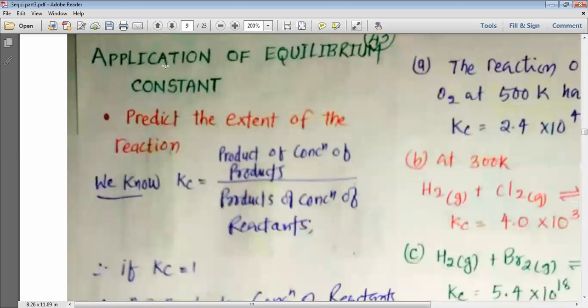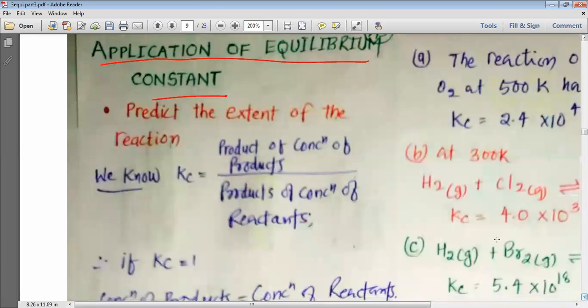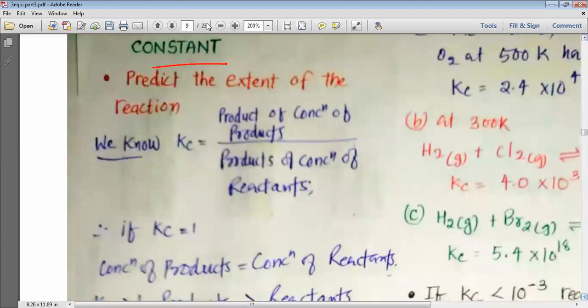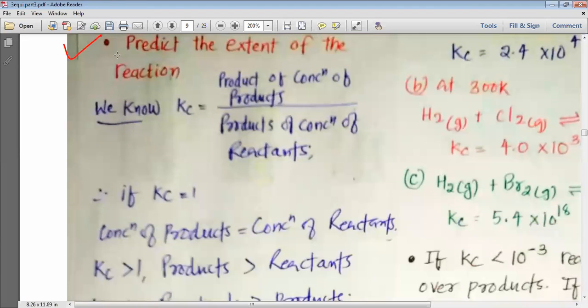Chaliye, then let's move to the applications of the equilibrium constant. So now we want to study the applications of the equilibrium constant. There are various applications of the equilibrium constant, but the first application is to predict the extent of reactions. That means to what extent the reaction has moved. That is what we can determine by using the equilibrium constant.